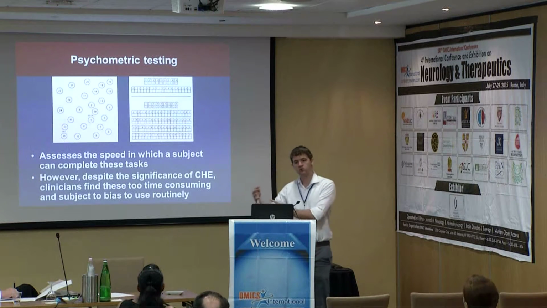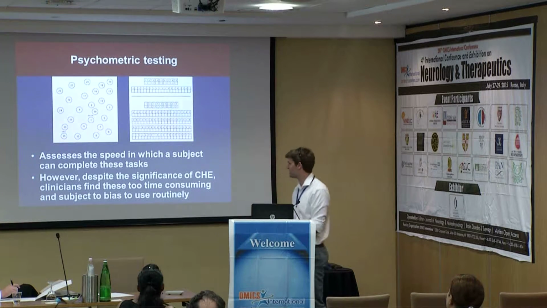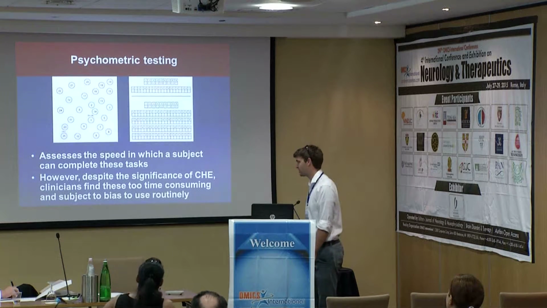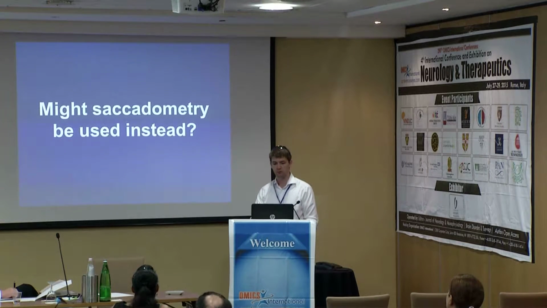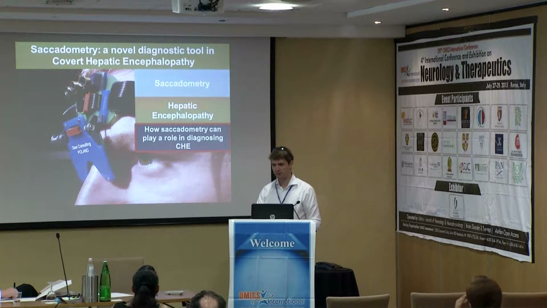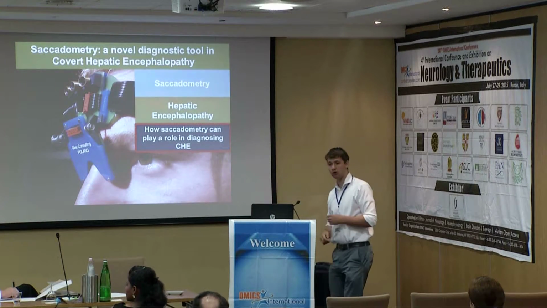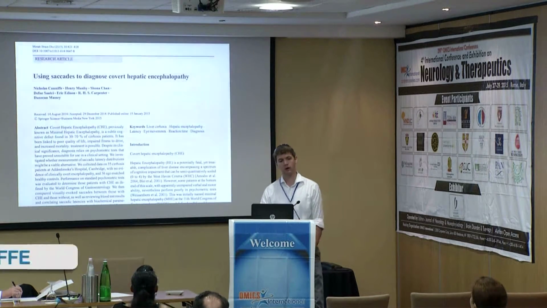However, despite how important covert encephalopathy has been shown to be, very few clinicians actually test for it clinically because these tests are very time-consuming and subject to various degrees of bias. They don't think it changes their management at all. And this is where we thought saccadometry might come in handy. So that's where we're up to, and that brings me to linking these two topics together and thinking about how saccadometry may play a role in diagnosing covert hepatic encephalopathy. This was the paper that we got published this year.